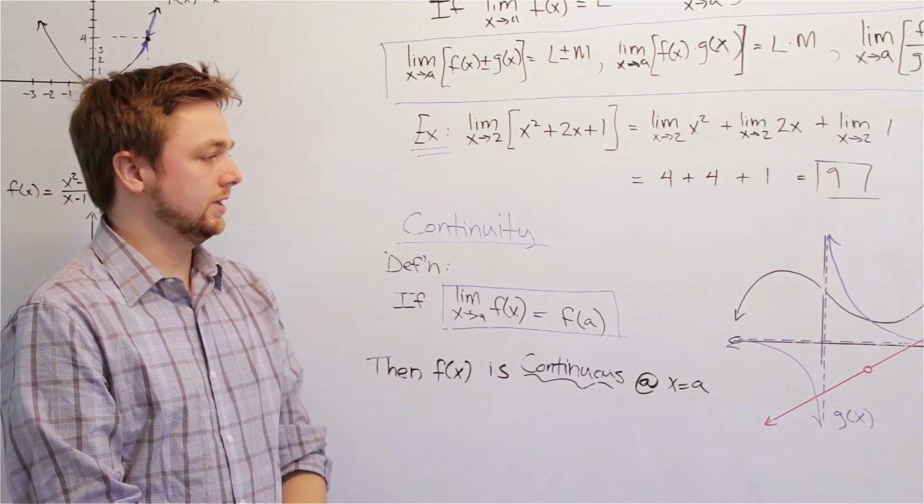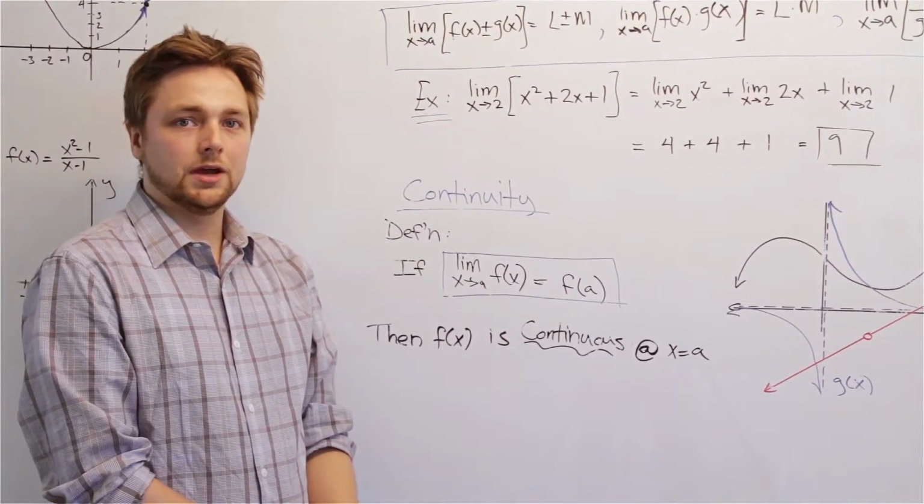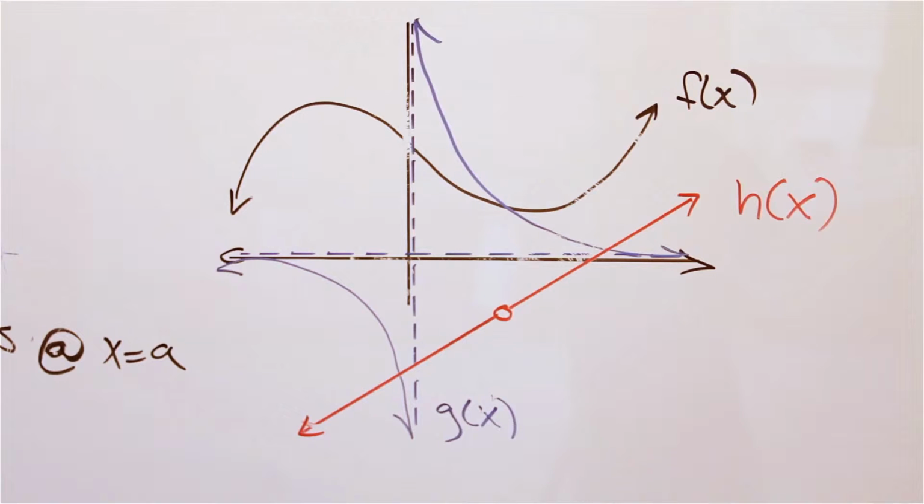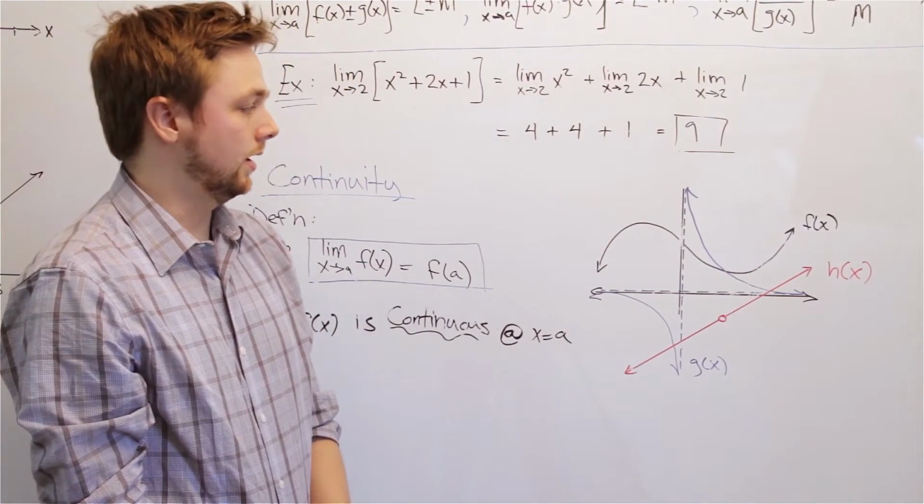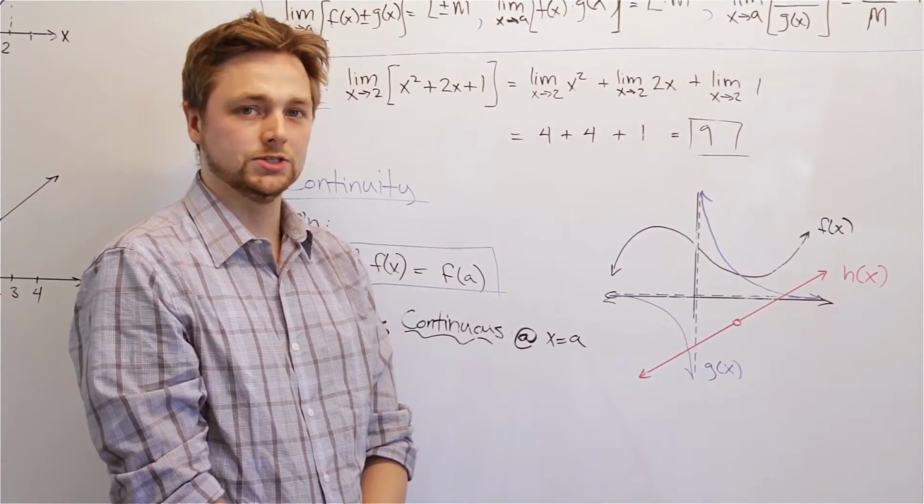Next, let's take a look at continuity. We've probably thrown this term around a few times already. Intuitively, what we mean by continuous is if you can draw a function without having to lift your finger, that function will be continuous. We've seen examples of both continuous and discontinuous functions in the past.